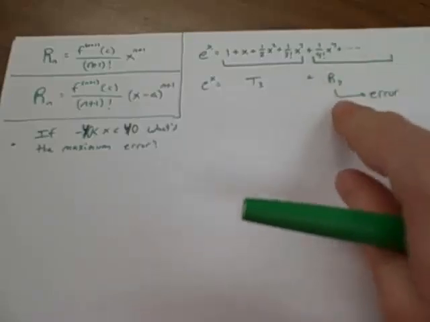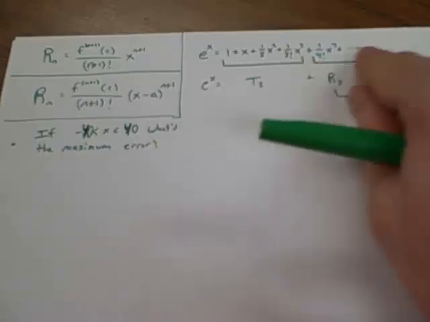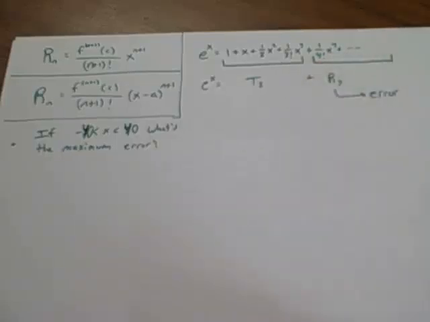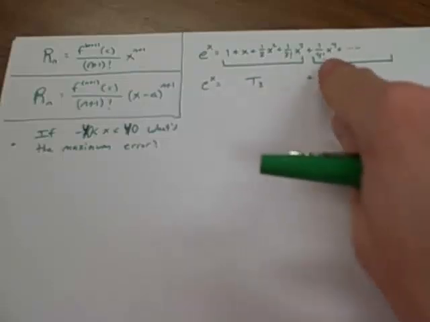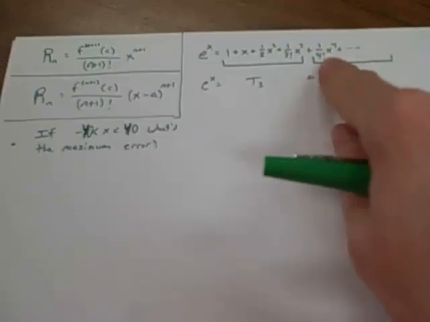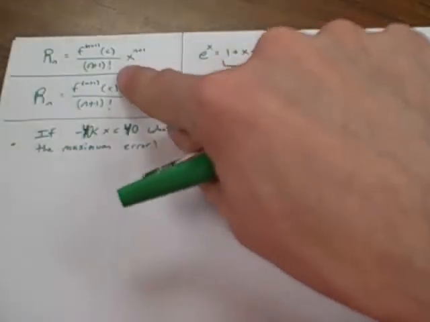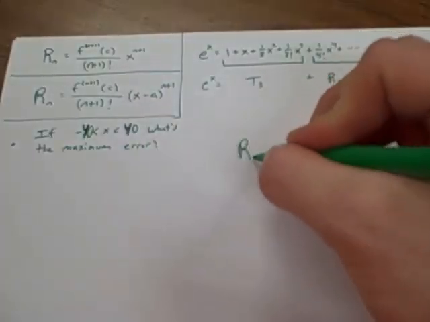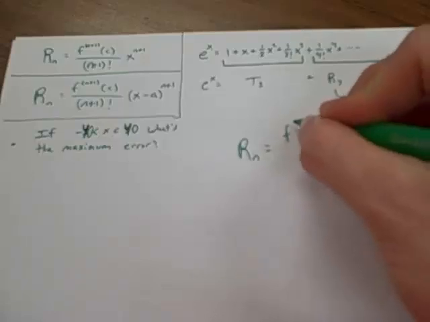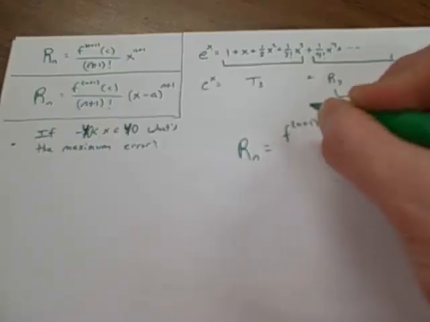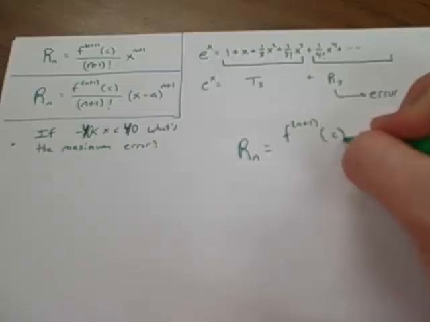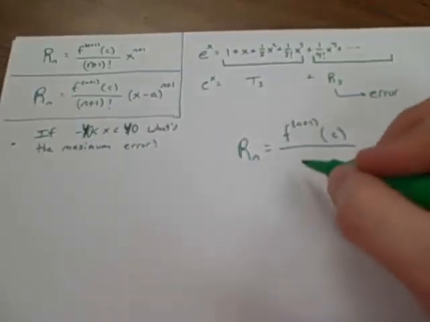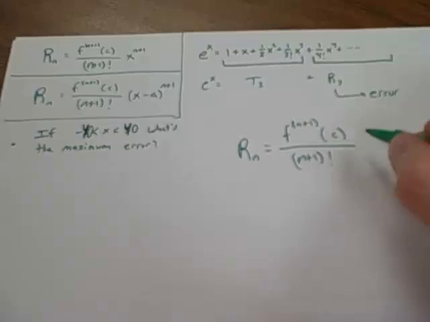So you could try to calculate the error term by figuring out what is this infinite sum. But you don't have to. This is where the Taylor Remainder Theorem comes in. The Taylor Remainder Theorem says that this entire infinite sum is the same thing as this equation right here. So what it says is the infinite sum is the same thing as the n plus first derivative of your function evaluated at some number c divided by n plus 1 factorial times x to the n plus 1.